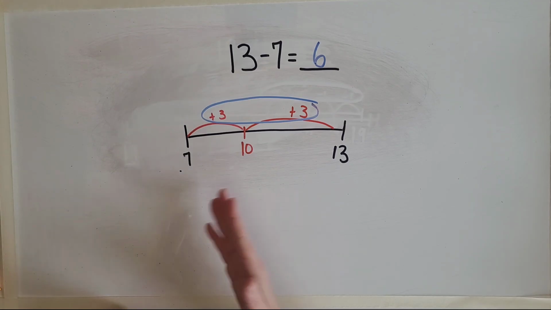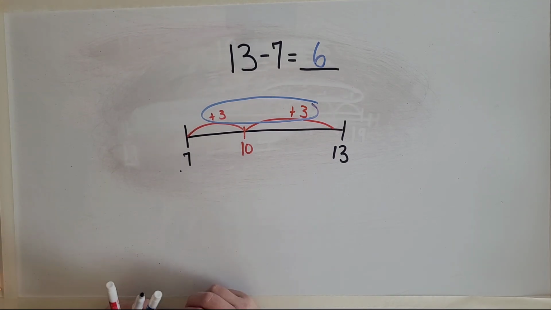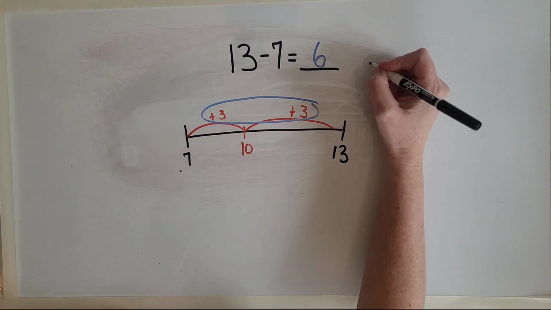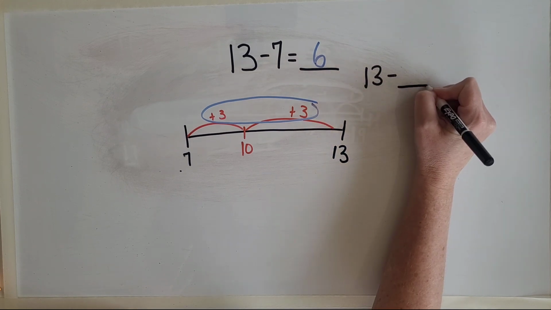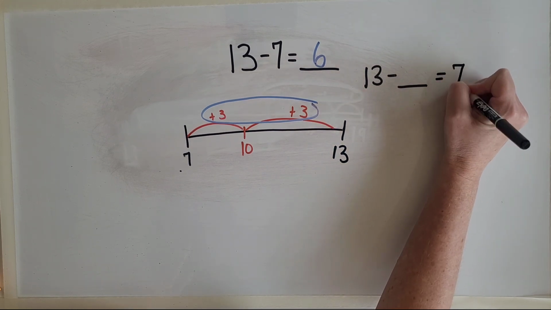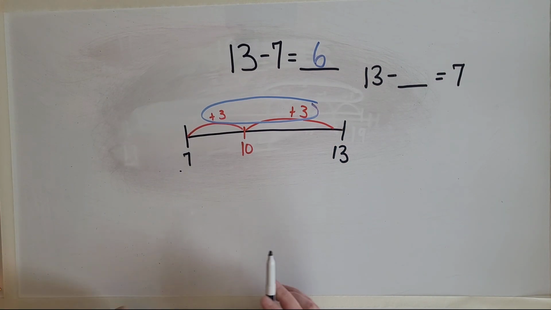So this is counting up or distancing to solve the subtraction problem. And the reason this works is we can also write our problem like this. 13 minus something equals 7. And that's why this strategy will work.